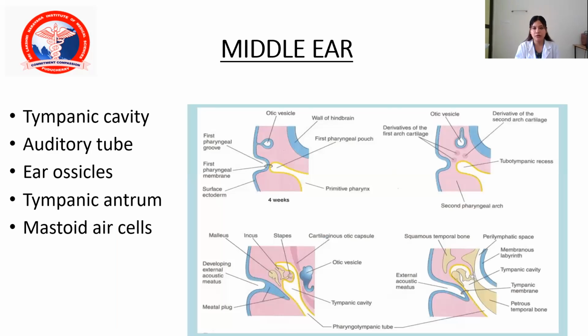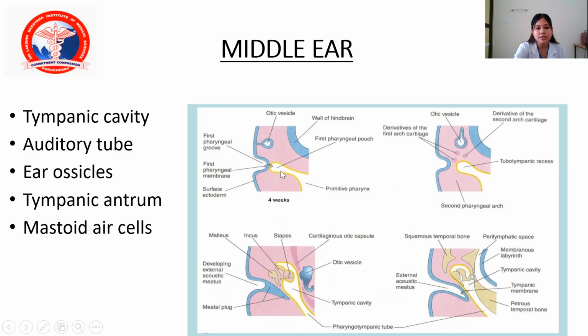Now, after learning the development of the internal ear, let us see the development of the middle ear. What are the components of the middle ear? The middle ear consists of the tympanic cavity, auditory tube, ear ossicles, tympanic antrum, and mastoid air cells. How are the tympanic cavity and the auditory tube formed? They are formed from the first pharyngeal pouch.